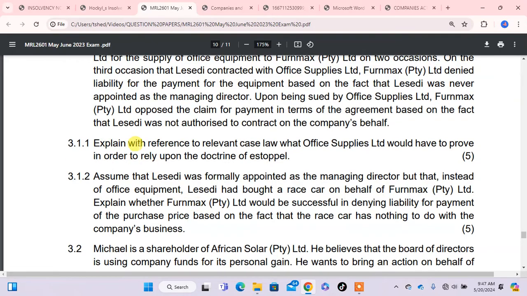It says to explain, with reference to relevant case law, what Office Supply Ltd will have to prove in order to rely on the doctrine of estoppel. Remember, the doctrine of estoppel is the doctrine of misrepresentation. If the company has been misrepresented, the doctrine of estoppel is the doctrine of representation. So if somebody has been misrepresented, he must raise the doctrine of estoppel, right?